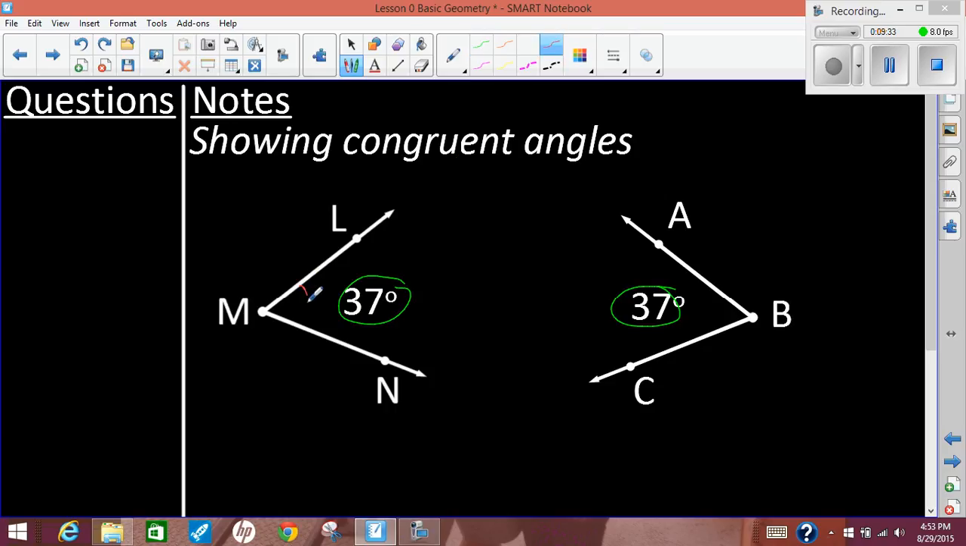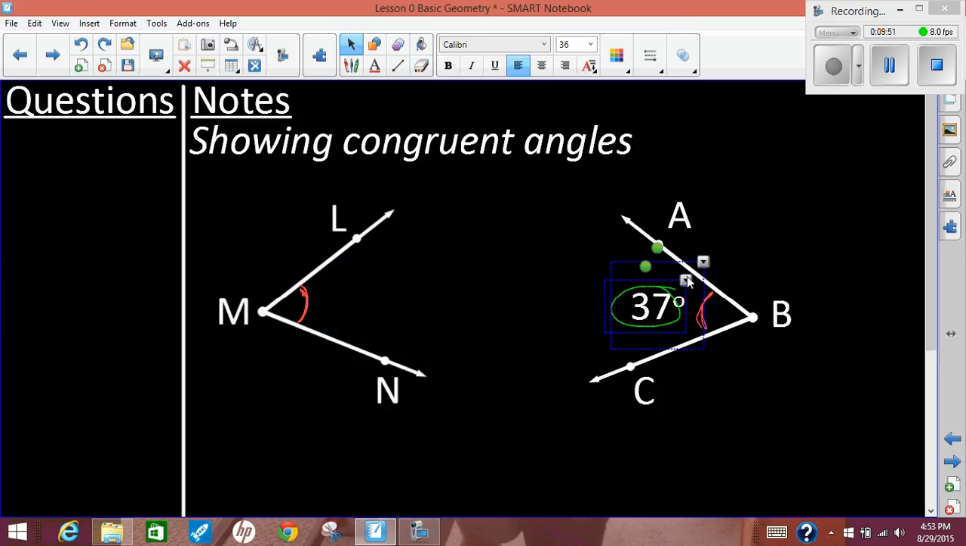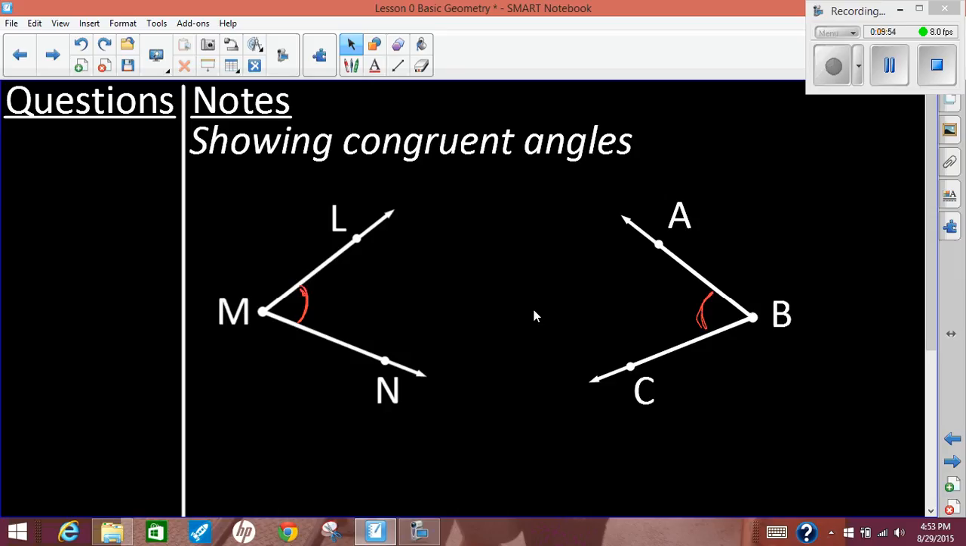We can show that by making what we'll call an arc. We'll talk more about arcs in a little while this year. We'll make an arc there and an arc there. And even if we got rid of these degree measures, and I'll do that, these symbols would indicate to us that these angles were the same size and the same shape. So that's the way that the book uses, and that's the way that most of the tests use. So I would use that way.